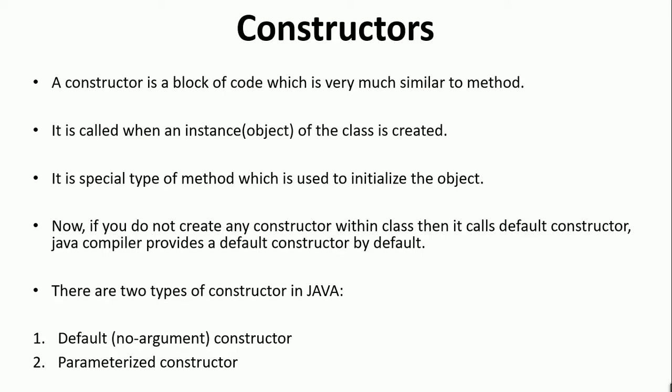So first of all, what is a constructor? A constructor is a block of code which is very much similar to a method, and it is called when an instance of a class is created, or we can say an object of a class is created. If you remember, I have already told in my method video that in order to execute the code within the method, we have to call that method explicitly, right?